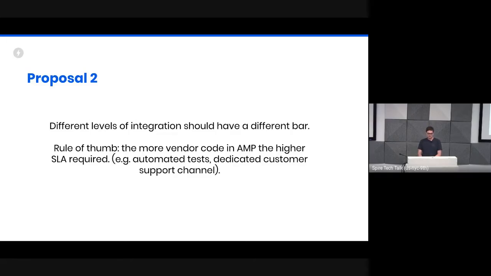So the new rule of thumb maybe could be something like the more vendor code in AMP, the higher the SLA required. What does SLA mean? We need to work out these details, but things around automated tests, dedicated support channels, things like that. We've had some conversations with the TSC about this sort of thing, but again, we really want your input. You are a lot of our users.